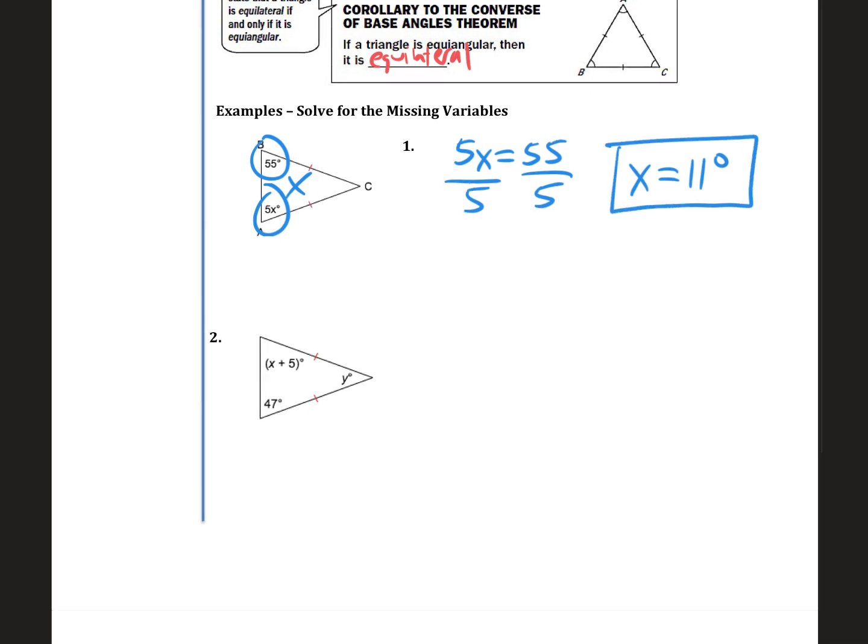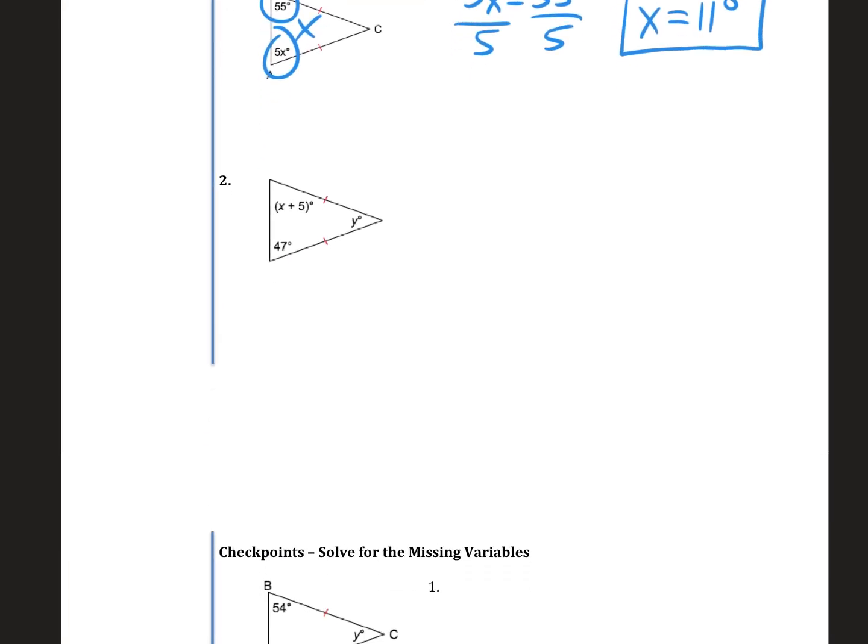All right, let's do one more. Number 2, we have x plus 5, we have 47, and y. And we actually need to solve for x and y here. Normally, unless you know 2 of the angles with no variables in a triangle, you're going to need to use something different here. So we have 2 of these angles with variables in them, so we can't do that. We're going to need to use the base angles here.